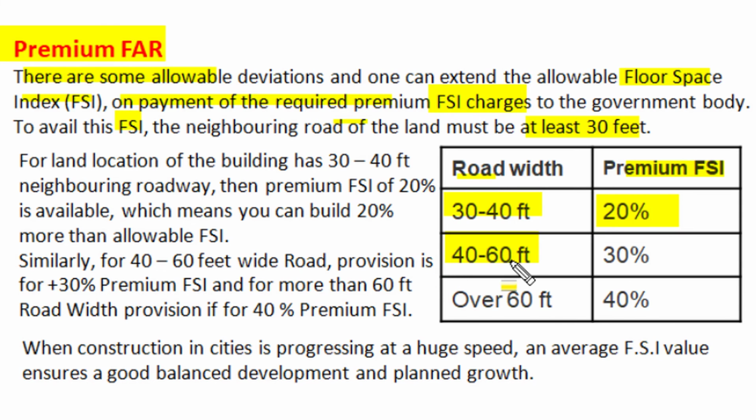Similarly, for a 40 to 60 feet wide nearby road, the provision is for 30% premium FSI, and after paying the required premium FSI charges, one can build 30% more floor area than is allowed in FAR. Similarly, if the road width near the location of the building land is over 60 feet, one can avail maximum 40% premium FSI and can build 40% extra than allowable FAR limits.